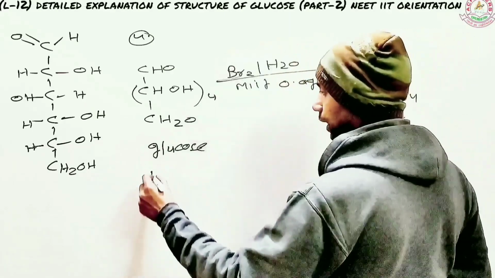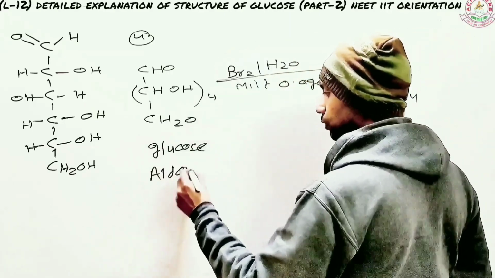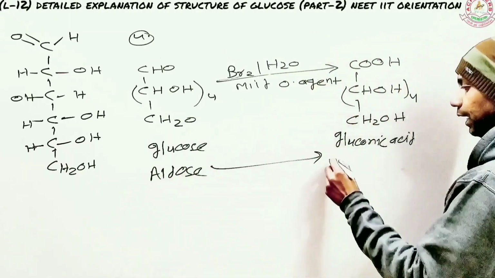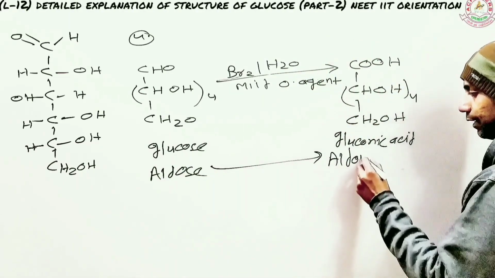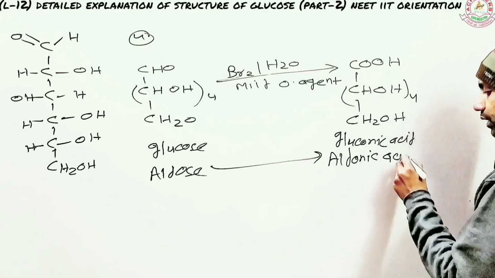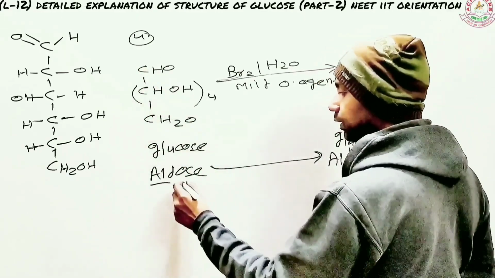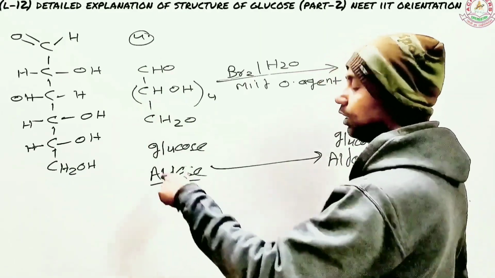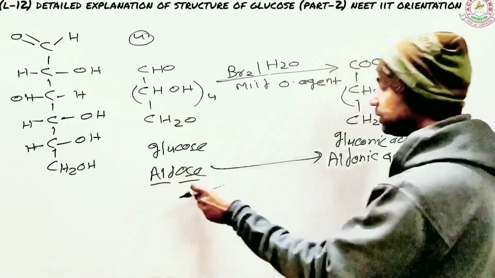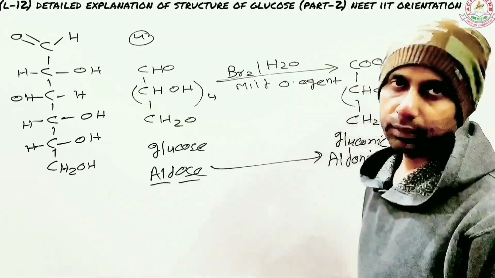What is happening here is that an aldose is converting into an aldonic acid. Why is this an aldose? Because there is an aldehyde. Ald refers to aldehyde, and ose refers to sugar. So what is happening? The sugar is having an aldehyde group which converts into an aldonic acid.